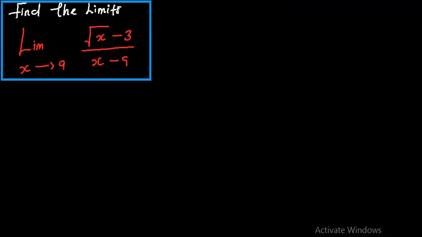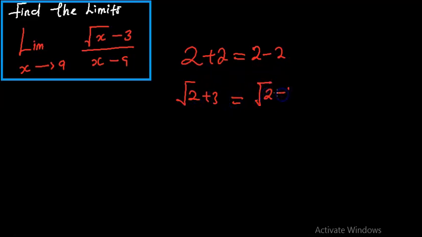The best way to deal with this kind of problem is to first rationalize the numerator by multiplying both the numerator and the denominator by the conjugate of the numerator. In this case, the numerator is at the top and the denominator is at the bottom. When we talk about conjugate, let's assume we are asked to find the conjugate of 2 plus 2. This is simply going to be 2 minus 2. What if you are asked to find the conjugate of square root of 2 plus 3? The conjugate is simply going to be square root of 2 minus 3.